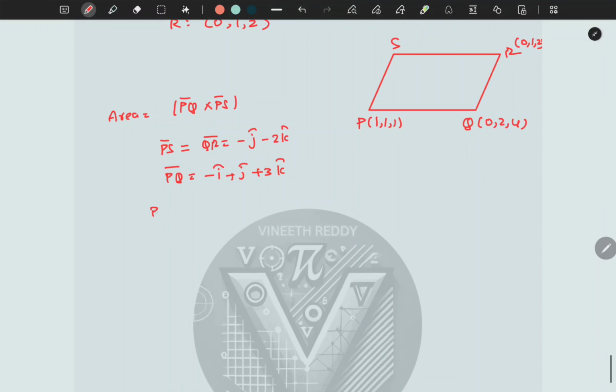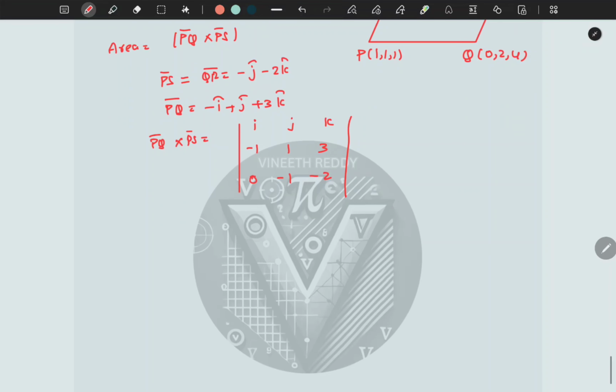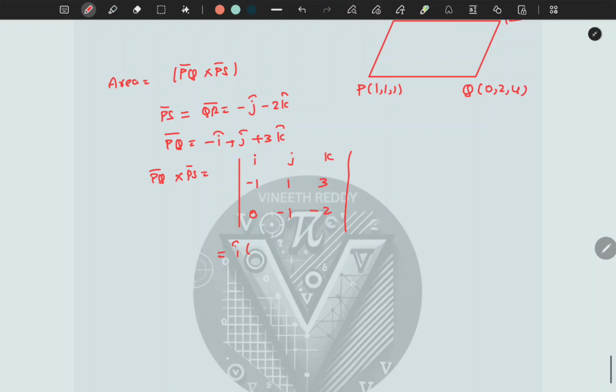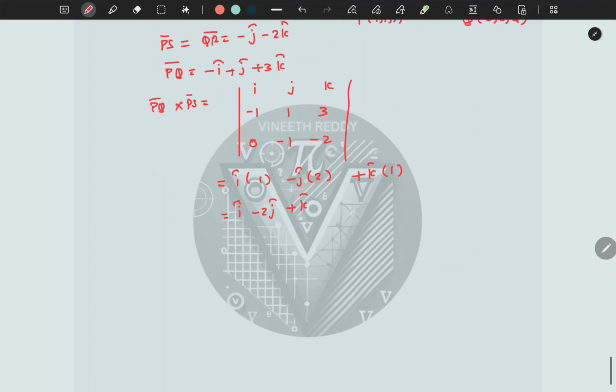Right, now we have to just find PQ cross PS first. That will be the determinant with I, J, K in the first row, minus 1, 1, 3 in the second row, and 0, minus 1 and minus 2 in the third row, right? So if I expand this, I get I cap into minus 2 plus 3 is 1, minus J cap into 2, plus K cap into 1. So ultimately we get I cap minus 2 J cap plus K cap, dear students. So this is PQ cross PS.